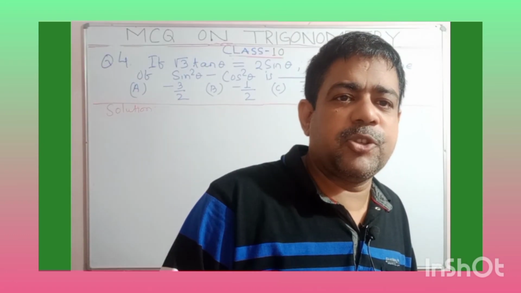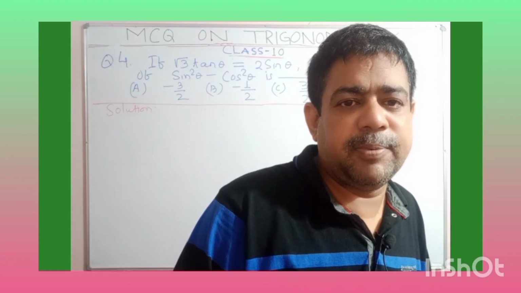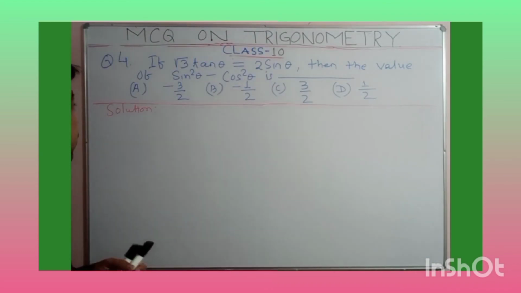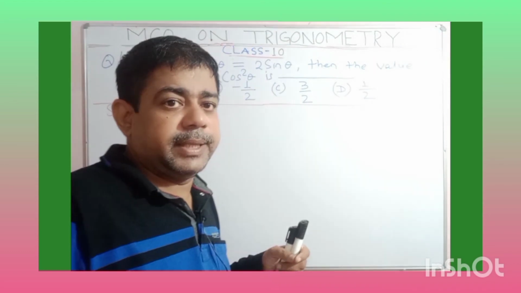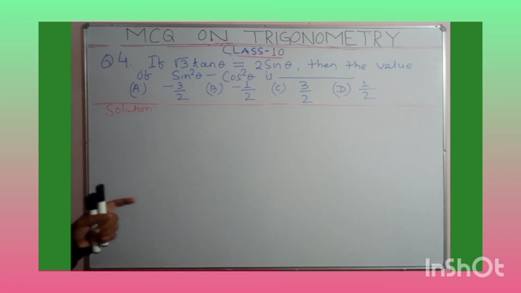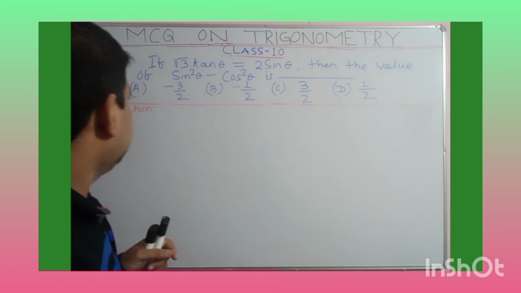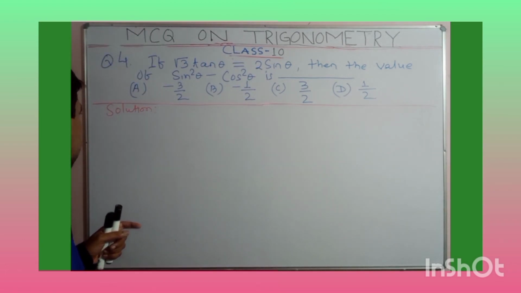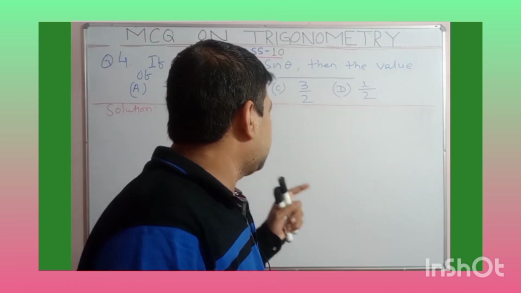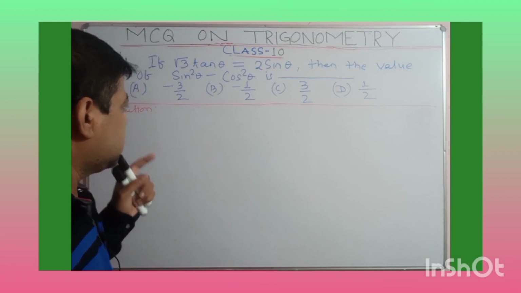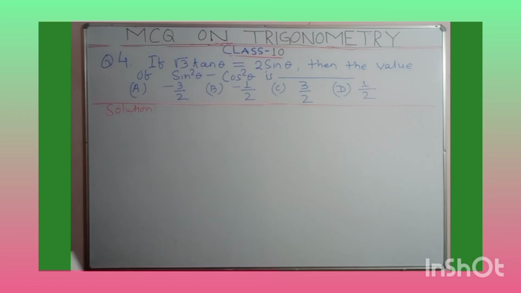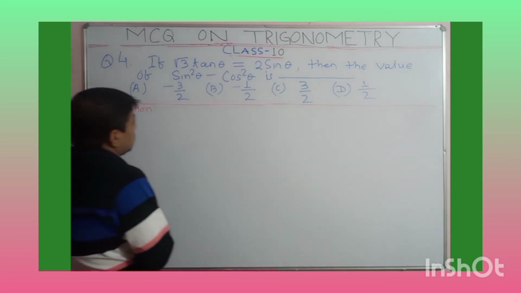So the next question is question number 4. Here I am going to explain it for you. The question is: if root 3 tan theta is equal to 2 sin theta, then what is the value of sin square theta minus cos square theta? Here are the options. Option A is minus 3 upon 2. Option B is minus 1 upon 2. Option C is 3 upon 2. And option D is 1 upon 2. Understand?